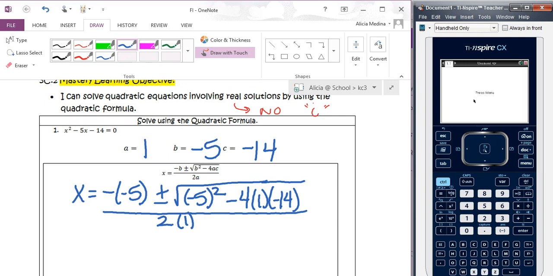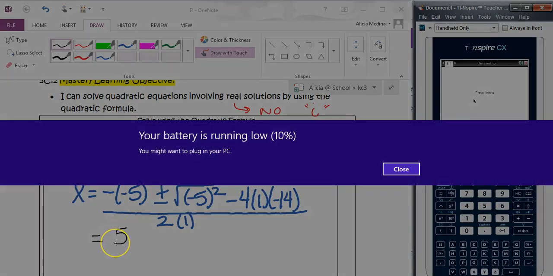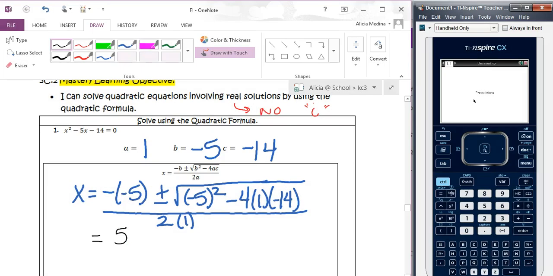Alright, so that's the first step. For the next step, I'm going to use a different color so that you can see the difference. I'm going to bring down my equal sign and start solving this. A negative times a negative, the opposite of negative 5, is a positive 5, plus or minus.